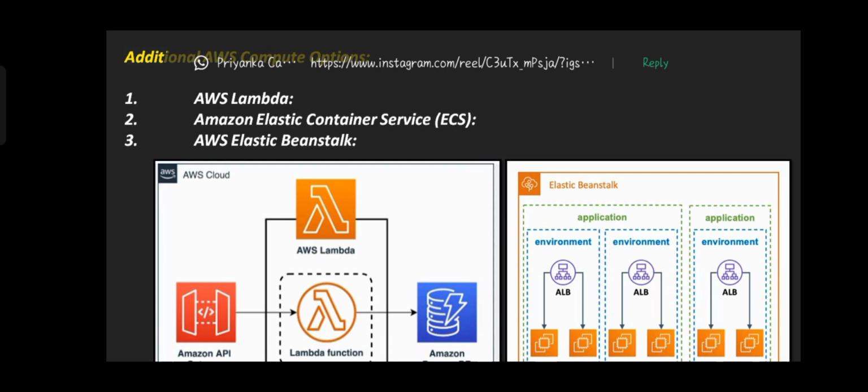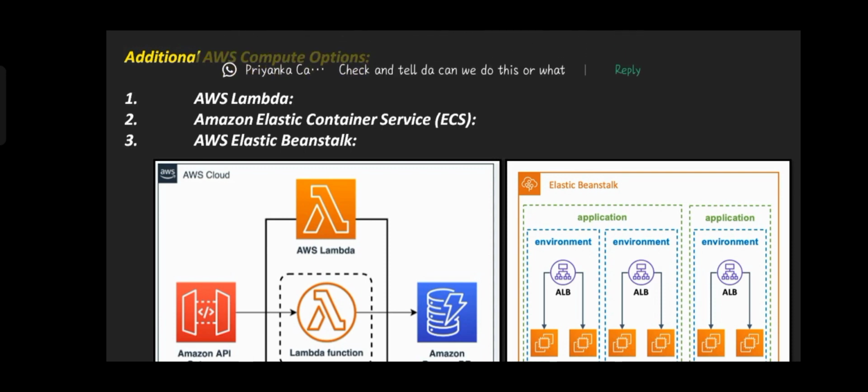AWS Lambda is a serverless compute service that automatically scales and executes code in response to events. ECS, Amazon Elastic Container Service, is a container management service that supports Docker containers. Third is AWS Elastic Beanstalk, a fully managed service that makes it easy to deploy and run applications in multiple languages.